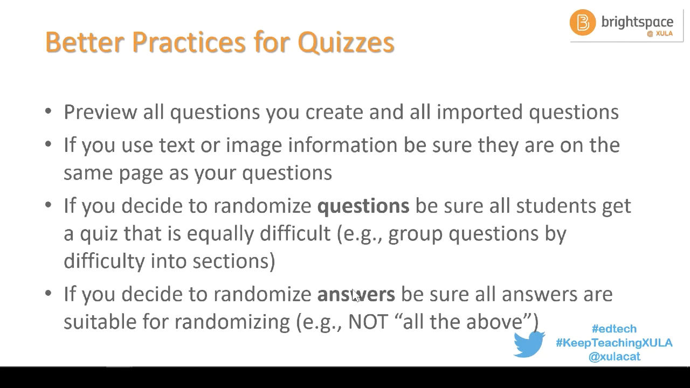So like I said, utilize the sections to make sure that all students will get a quiz that is equally difficult. If you're going to randomize answers, make sure the answers are suitable for being randomized. So if you have an answer that says all of the above, for example, then you don't want to randomize that, because if that appears as the first option in the list, then it's going to be confusing as to what the answer is.